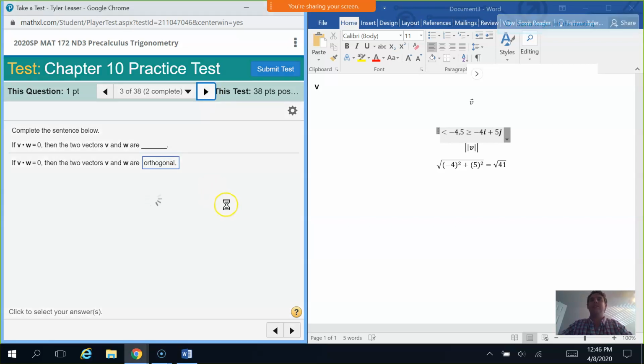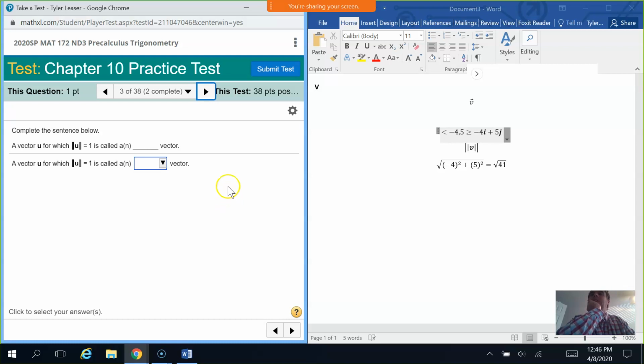All right, third question. So a vector u for which the magnitude is equal to 1 is called, again, just another definition here. Anytime you have a vector that's just a length of 1, it's called a unit vector. Not too much to that one.